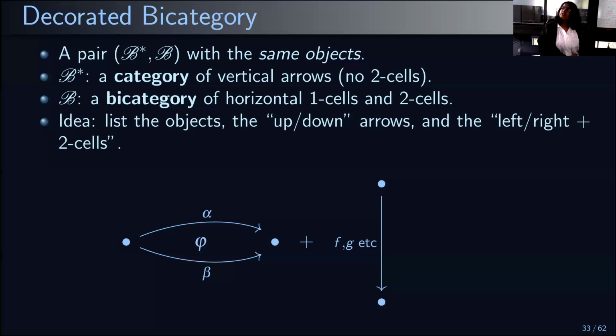So a decorated bicategory is basically a pair of categories. Unlike the name suggests, it's not actually a bicategory in itself, it's a pair of categories. The first category in the pair is just a category of vertical arrows. And both of these categories have the exact same objects, by the way. The first has just the vertical arrows, and the second is a bicategory with the horizontal arrows and the two-cells. So basically you're combining the up and down arrows and the left and right arrows, but splitting them into two separate kinds of categories.